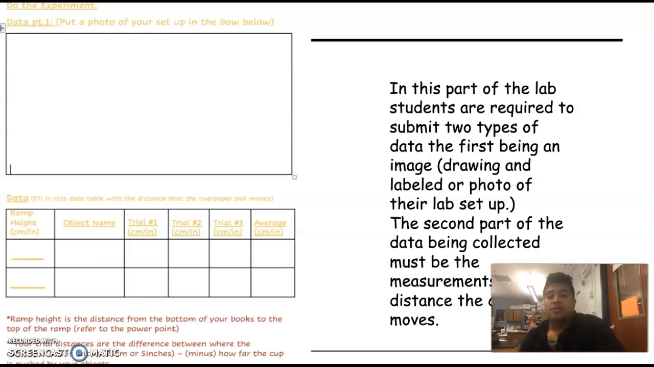The second part of the data being collected must be the measurements of distance the cup/ball moves. And keep in mind, we are going to also find the average, right? And if you don't know how to find the average, please ask me for help, and I will. Also, something new, I also want to know the height of the ramp, right? Because when we set up the ramp, I want to know how tall it is. Can we measure it? Is it measurable? All right. And if you need help, right here, I put a star on the ramp height. Let me quickly read it. Ramp height is the distance from the bottom of your books to the top of the ramp.